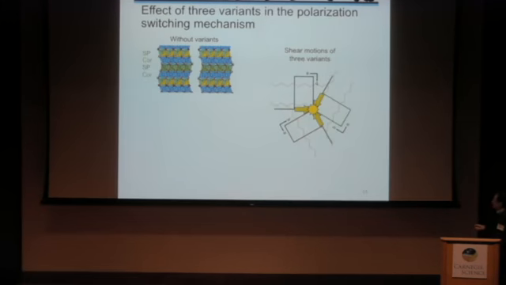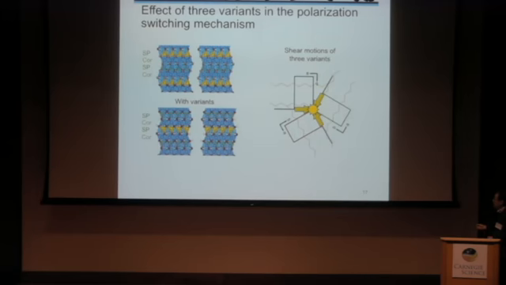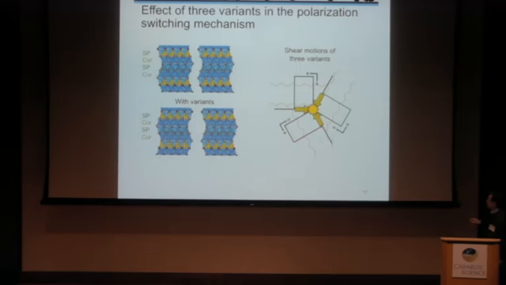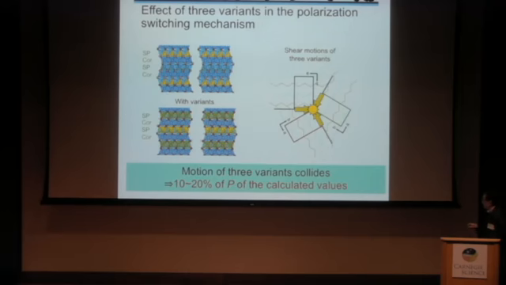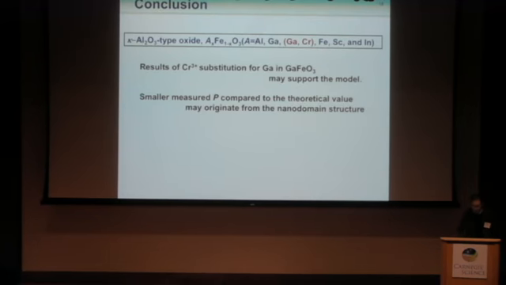This is just an estimation, but if the domains exist like this, with the three variants, and when the electric field is applied, the motion of these variants collide. So maybe this is the reason for the decrease in the experimental value of the polarization.